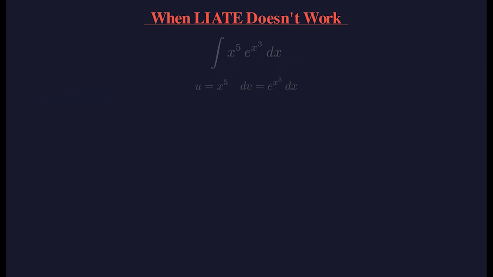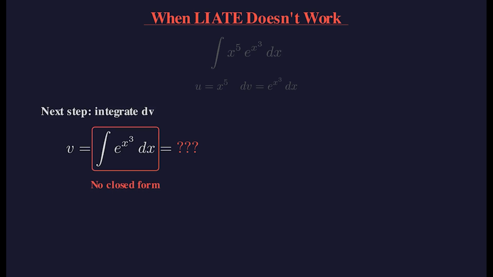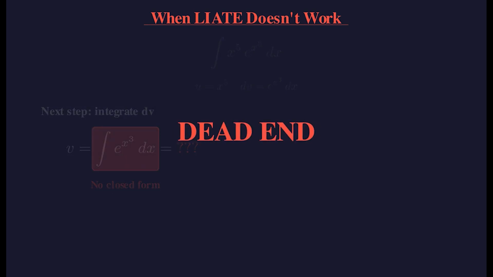Okay, so naturally, the next part is to integrate dv, which means you're going to integrate e to the power of x to the power 3. Why don't you go ahead and do that and see what answer we get. As you can see, we clearly cannot integrate e to the power of x cubed. There's no closed form for that. So we've been led to a dead end by LIATE. It has failed us. So what do we do now?